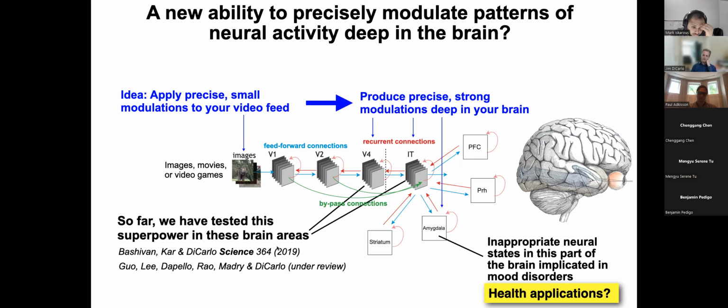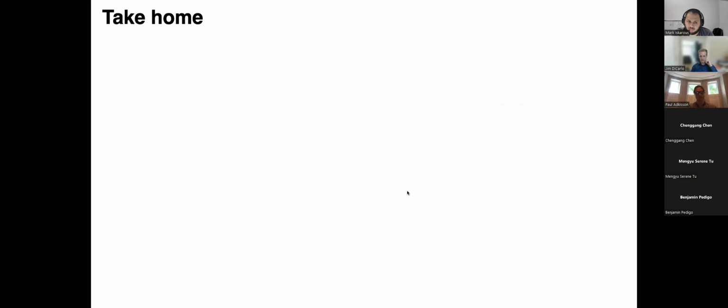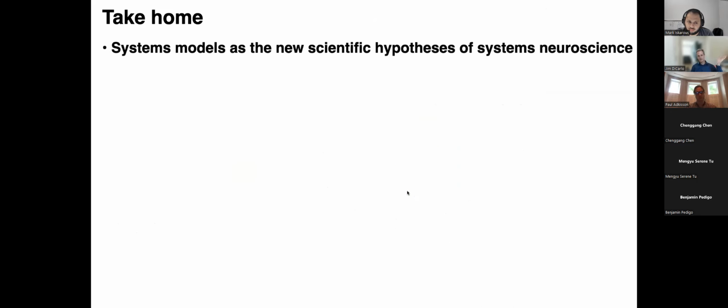So far, we've shown that we can do this in area V4, and I just showed you some new results from IT. So there's definitely some traction here. And as those models get better, as Brain-Score and community models improve, these kinds of, I'll call them superpowers, will get better, and we'll be able to unlock these kinds of application goals with better and better models that more and more approximate the biology. So I said that was my last slide. I lied.